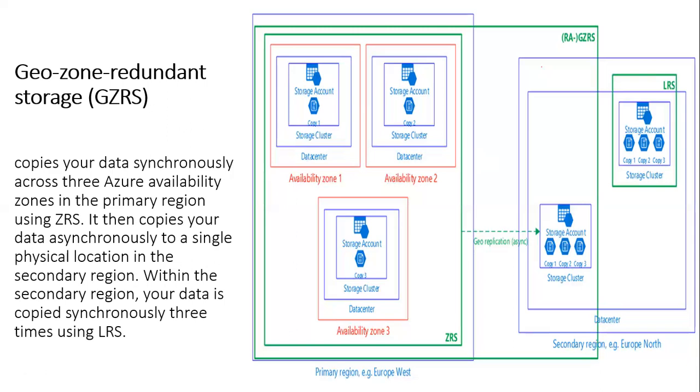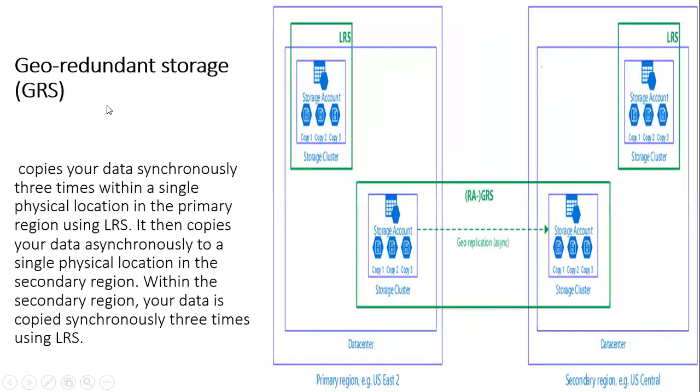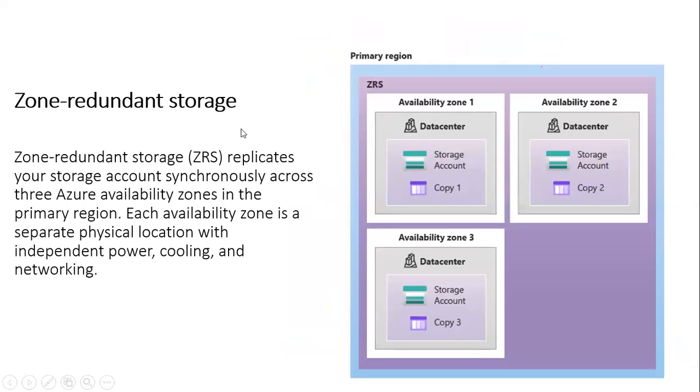Whenever you create a storage account and choose your primary region, this time Europe, Azure copies your data across the Azure availability zones in the primary region using ZRS, not LRS. ZRS is the same thing we discussed earlier. In the primary region, it copies my storage account into three different availability zones. Every data center has its own power, its own cooling, its own networking.